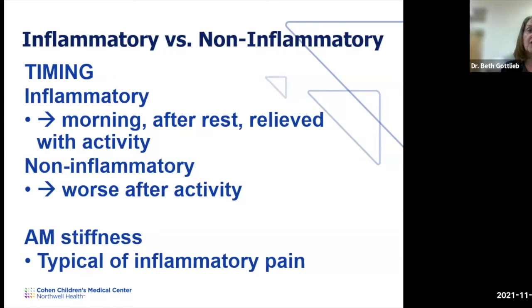Children have a very hard time with the concept of morning stiffness. So we might say that to an older teenager, but in younger children, we say, is it hard to bend or straighten when you first get out of bed or after a long car ride?